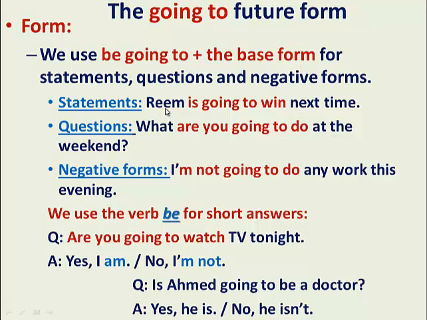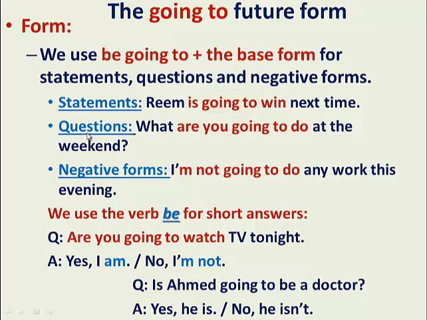If the subject here is plural, for example, Reem and Ali, I'm going to use are. If the subject here is I, I'm going to use am. I am going to win next time. Reem and Ali are going to win next time. And Reem is going to win next time. So we use the verb to be in the simple present, which should agree with the subject, and then we use going to, followed by the base form of the verb. The base form of the verb means an infinitive without to. So instead of saying to win, we use the base form win.